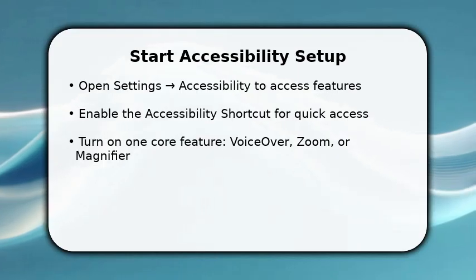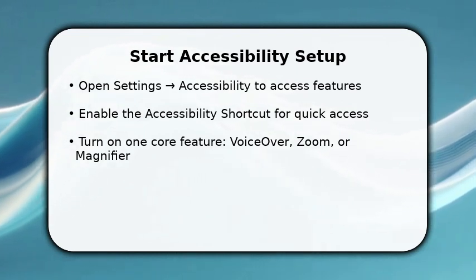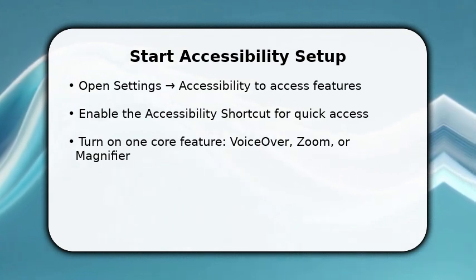You start by opening Settings and tapping Accessibility so you can act immediately. Once there, enable the Accessibility shortcut at the bottom. This gives you fast triple-click access.